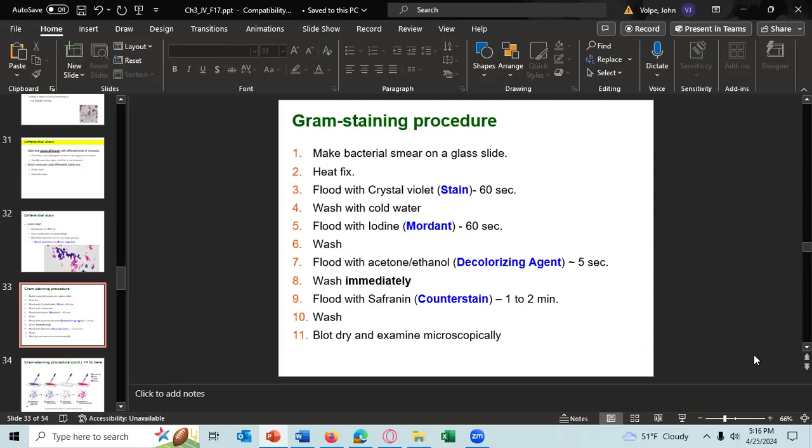You then flood with acetone ethanol. This is the decolorizing agent. You only apply the decolorizing agent for about 5 seconds. You then wash the decolorizing agent off of the cells immediately. You then flood the slide with safranin. Safranin is the second stain, so we call it the counterstain. You apply it for 1 to 2 minutes. You then wash the safranin off, and then you blot dry and examine the cells under the microscope. Any question on the basic procedure? We'll talk about the in-depth steps in just a minute.